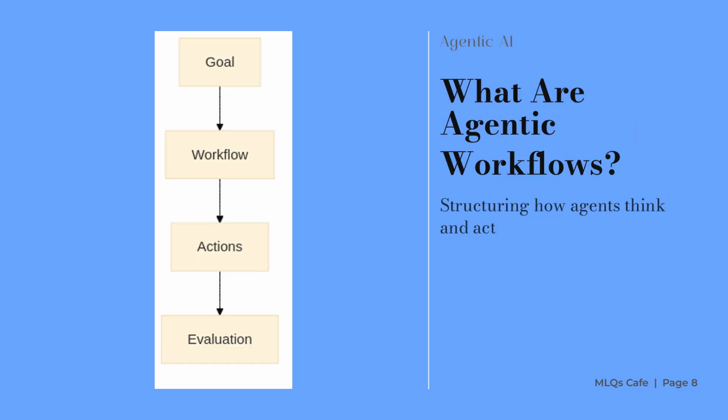Agentic workflows define how an agent organizes its reasoning and actions over time. A workflow is not a rigid script. Instead, it is a flexible structure that guides behavior while allowing adaptation. Workflows determine how steps are sequenced, repeated, branched, or parallelized. Choosing the right workflow pattern is one of the most important design decisions in agentic AI.